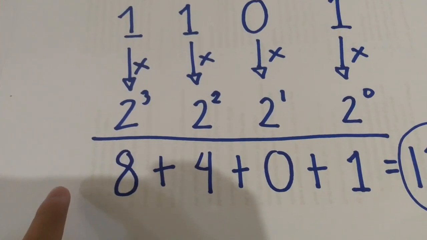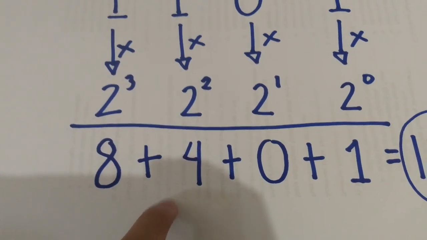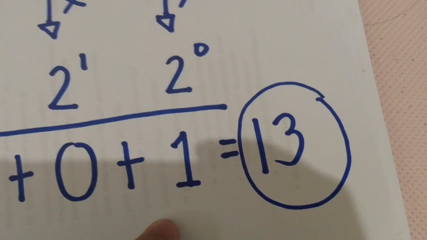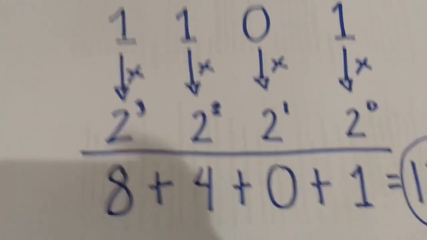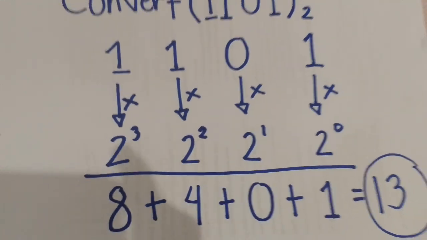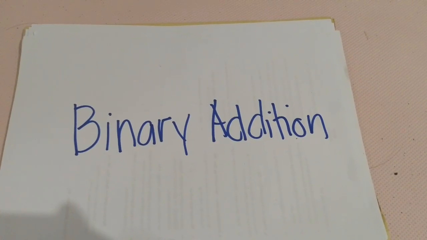Now, we're gonna add all of it. 8 plus 4 plus 0 plus 1. It's gonna be 13. And that's how you convert a binary to decimal. Thank you for listening. Now, let's move on to binary addition.